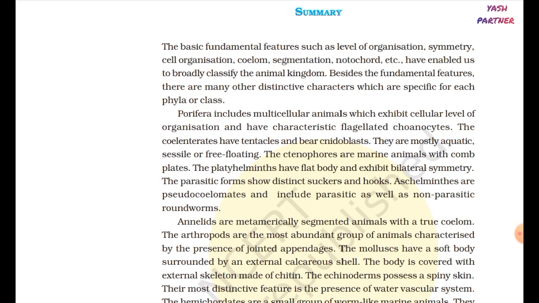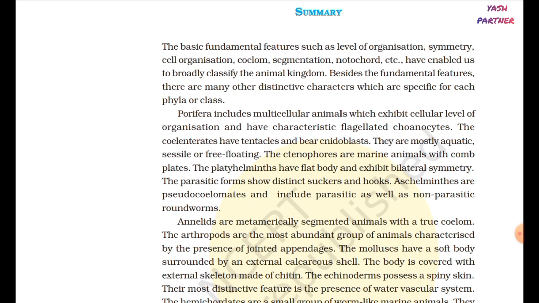They are mostly aquatic, sessile, or free floating. The ctenophores are marine animals with comb plates. The platyhelminthes have a flat body and exhibit bilateral symmetry. The parasitic forms show distinct suckers and hooks. Aschelminthes are pseudocoelomates and include parasitic as well as non-parasitic roundworms. Annelids are metamerically segmented animals with a true coelom.